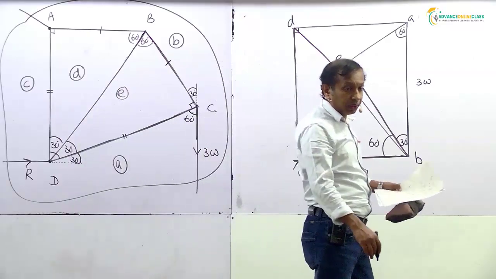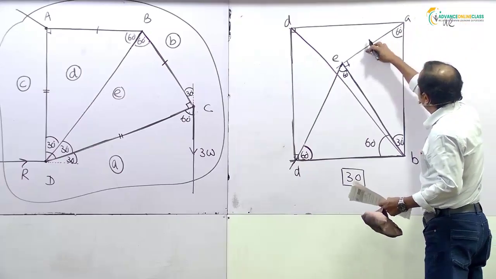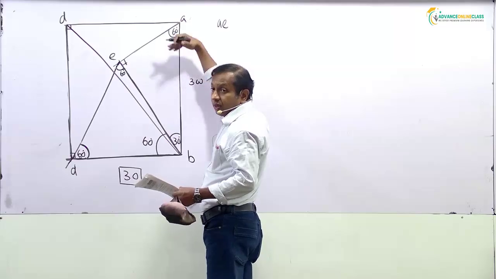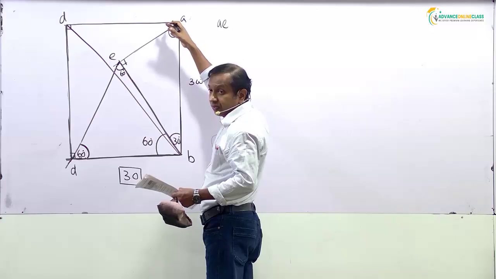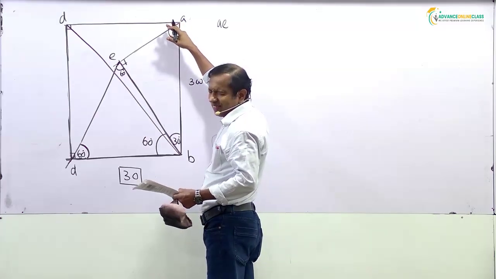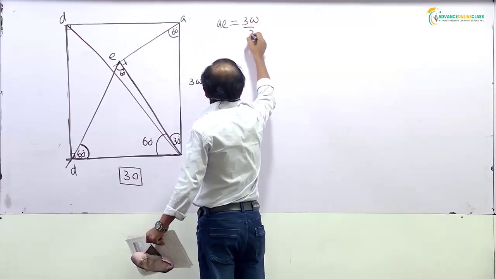Okay, now we can do the calculation. AE, what is that? This is 3W, this is 60, so 3W cos 60. Cos 60 is half, no? So 3W by 2.